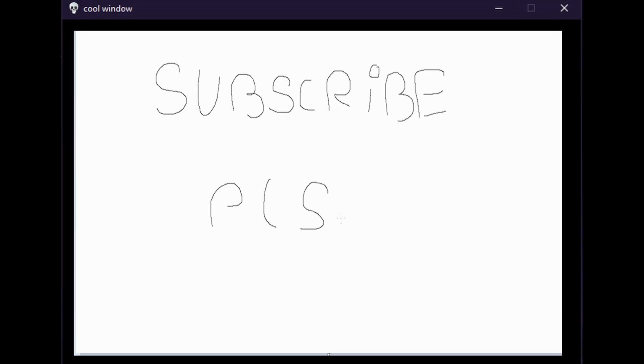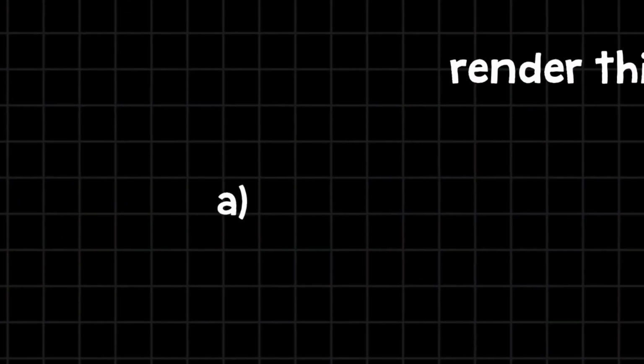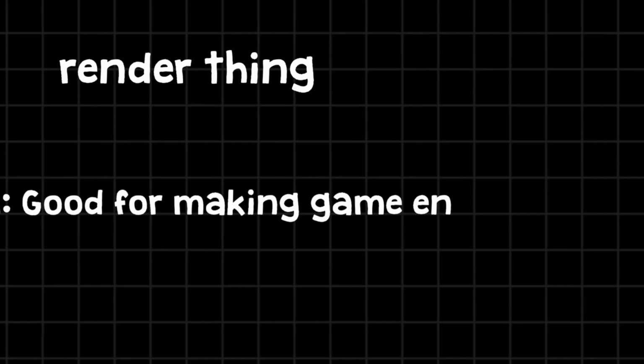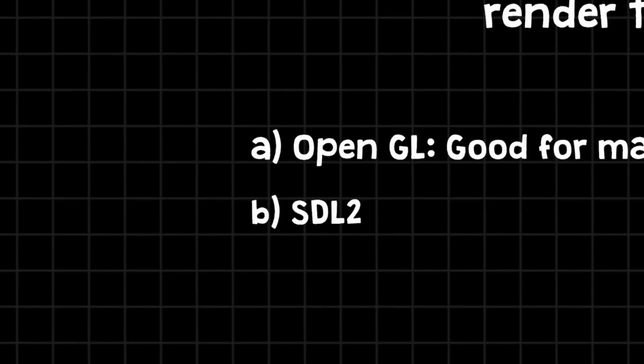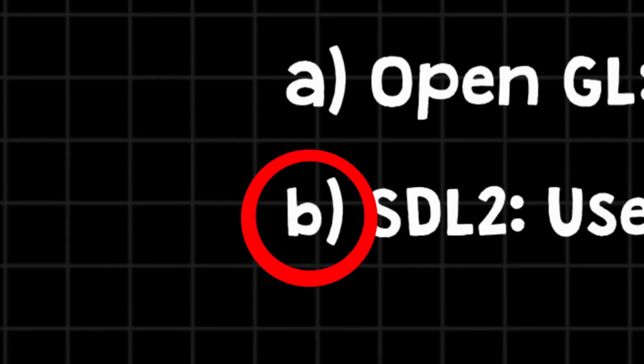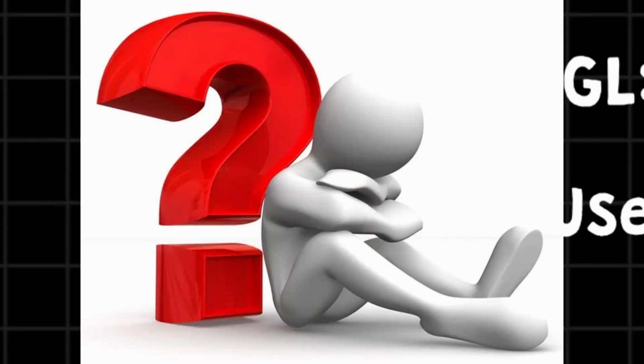To start the engine, I firstly need a way of getting things on screen. For this, I had two options. A. OpenGL, which is a low-level graphics API used by many game engines, or B. SDL2, which handles window creation, input, audio, and also a simple renderer. Well, I obviously chose the letter B. Why? Because I'm dumb and I had no idea of what I was doing.